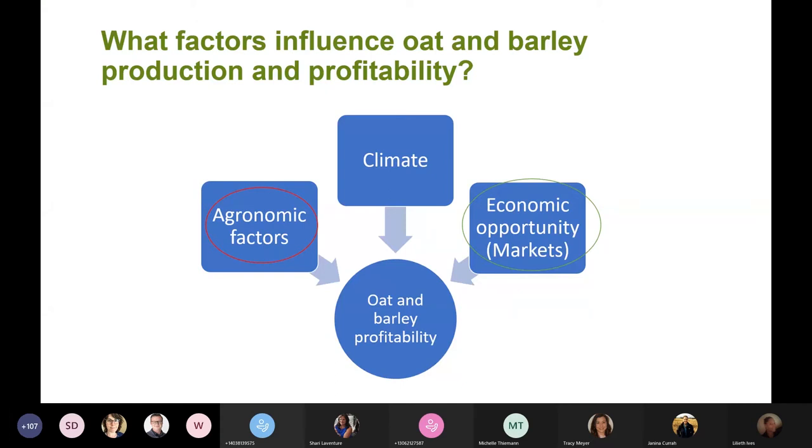And we have varying degrees of control over agronomic factors. And since this directly impacts how the crop is going to be grown, this is also going to directly impact what it is that we get at the end of the day. So this is the factor that I'm going to be speaking on. So for the next few minutes, I'll just be talking about what agronomic factors can be or will be influencing our ultimate oat and barley profitability. Next slide, please.